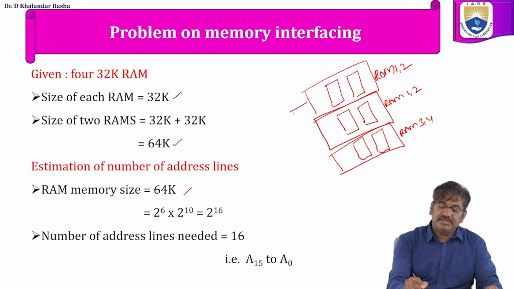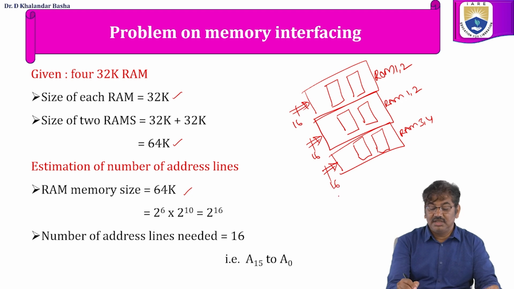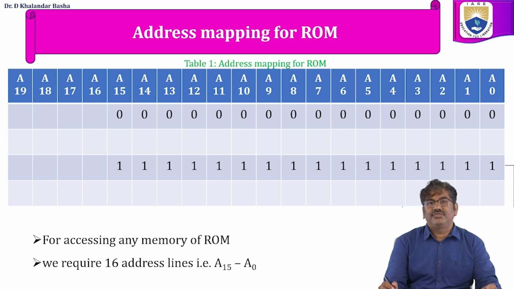So, for accessing this, we require 16 address lines. For this one also 16 address lines. For this one also 16 address lines. That is from A0 to A15. Now, in the address mapping, first we need to find out the address mapping.